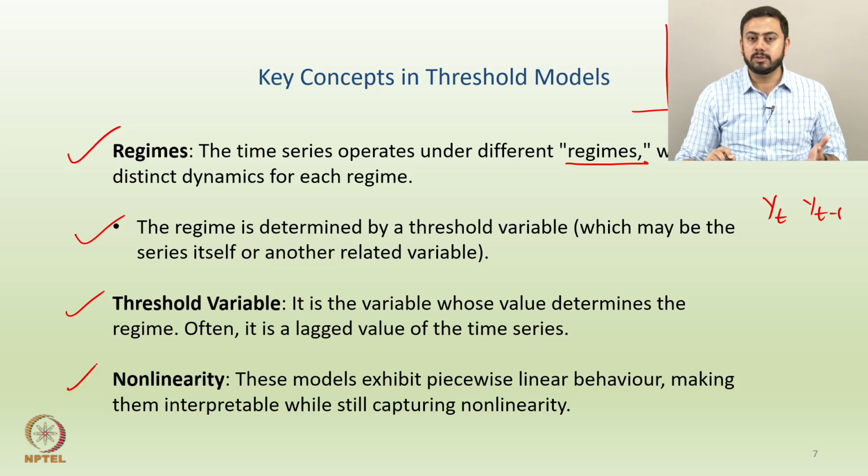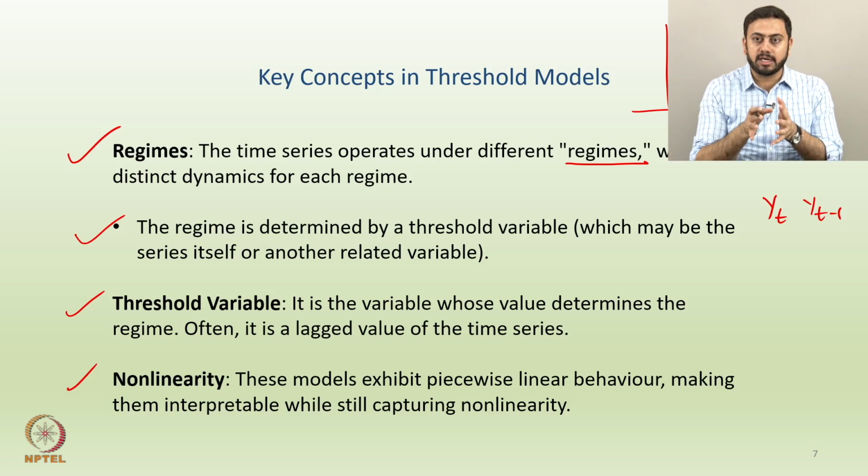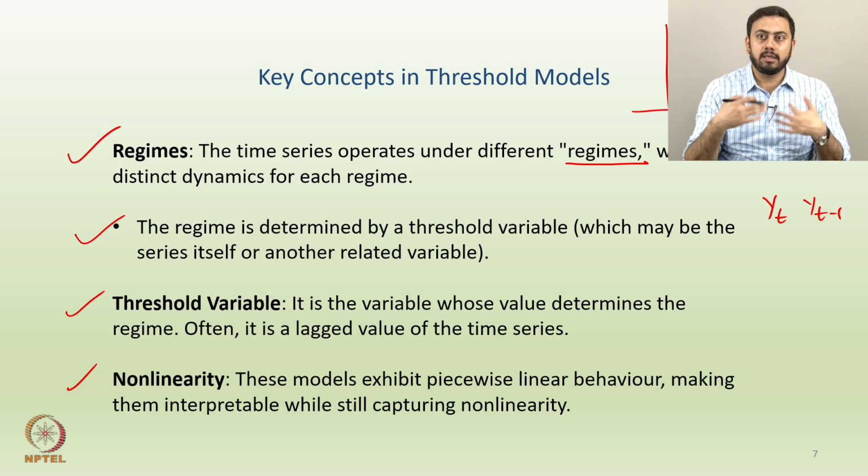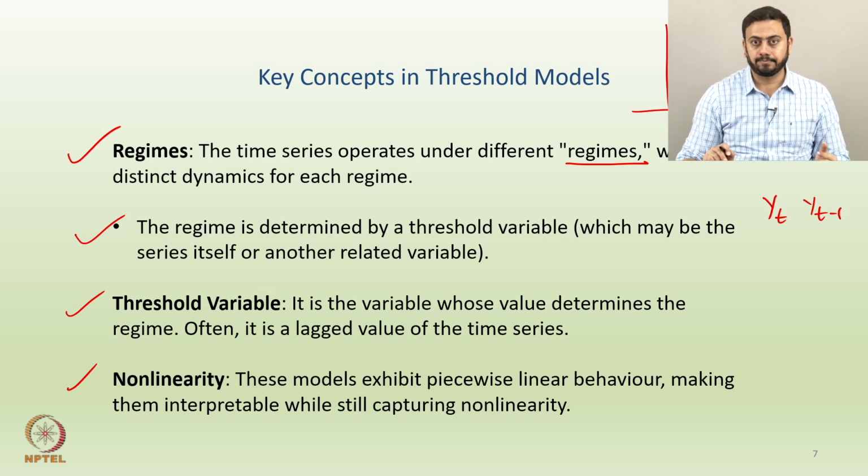And next is non-linearity. These models exhibit piecewise linear behavior, making them interpretable while still capturing the non-linearity. The idea with threshold models is that even if you break the series down into different regimes, inside each regime the model might be linear, but overall the model is obviously non-linear. Hence, inside each regime, the model is assumed to be linear, possibly after some transformations. Being linear inside each regime makes them interpretable while still capturing the overall non-linearity.